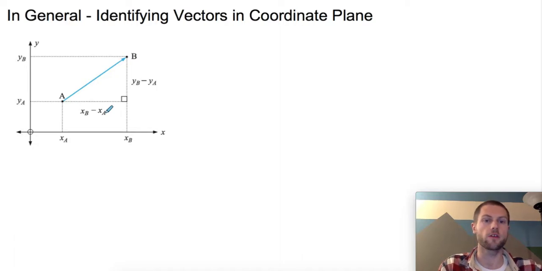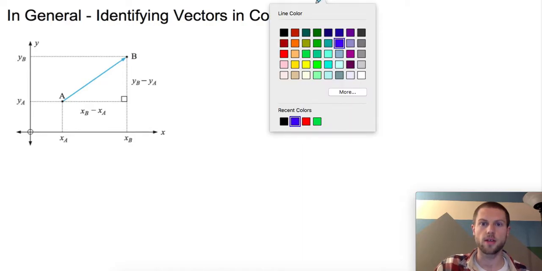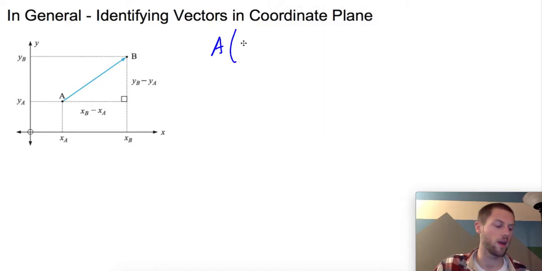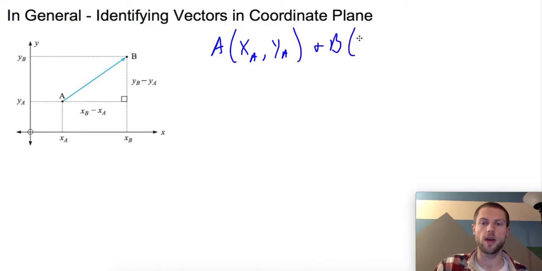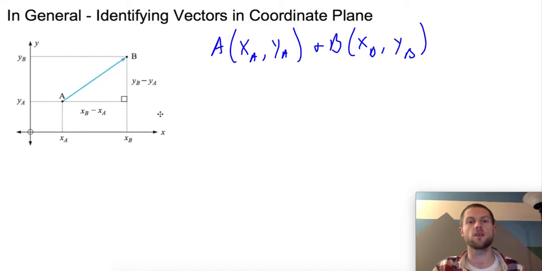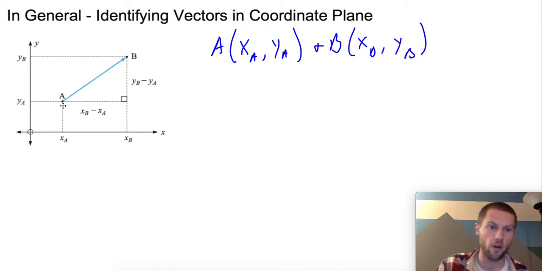If I'm just given some vector AB in the coordinate plane, what kind of generalizations can we make? Well, I have two coordinates. I've got coordinate a and I've got coordinate b. And what I see here is that coordinate a is expressed for any coordinate a as x sub a and y sub a. And b is going to be x sub b and y sub b. And hopefully that makes sense from this diagram. If this is x sub b and this is y sub b, that's where the coordinate is.